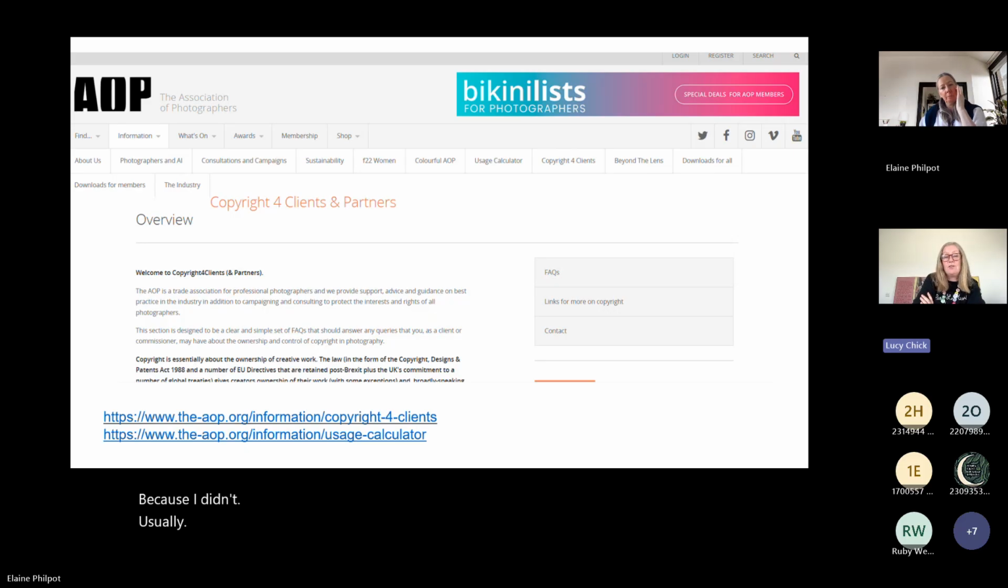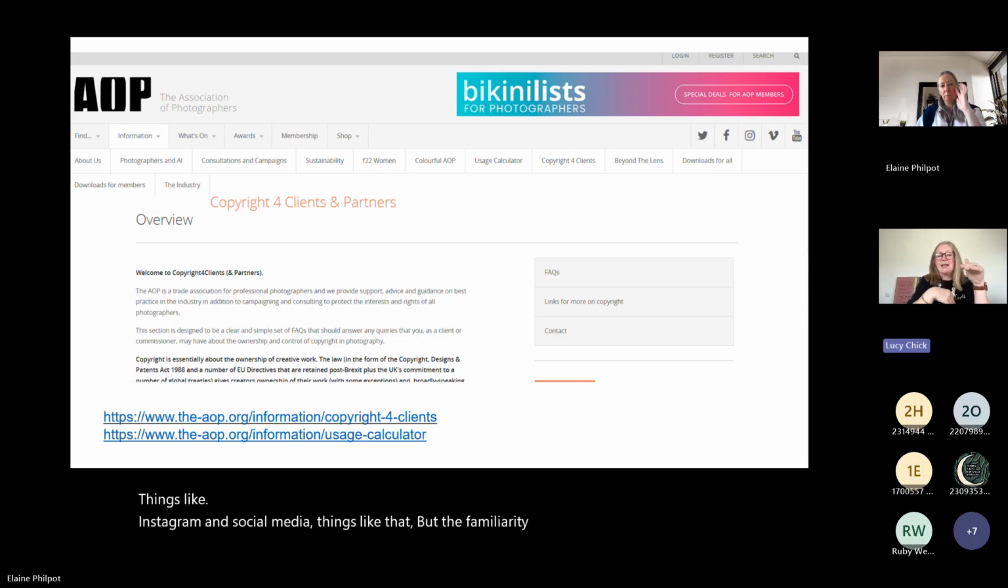And what's happening if you're freelance is that the person is paying you to use those images in a particular way. In the business, it's called above and below the line. Below the line is things like websites and Instagram and social media. And above the line is advertising.